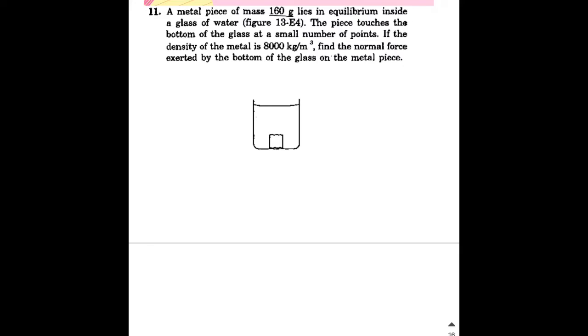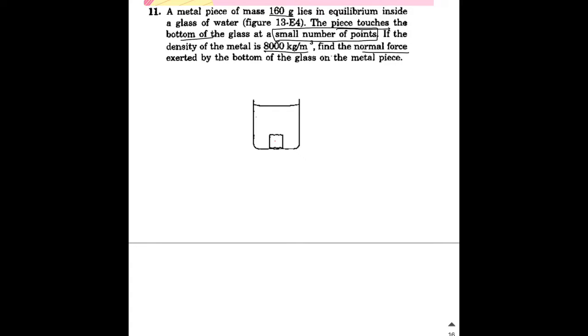The piece touches the bottom of the glass with a small number of points. So the entire surface is not in contact, just a few small points are in contact. If the density of the metal is 8000 kg per meter cube, find the normal force exerted by the bottom of the glass on the metal piece.